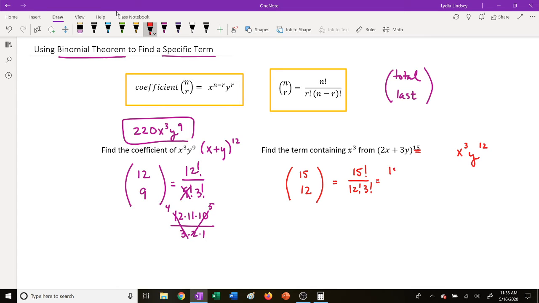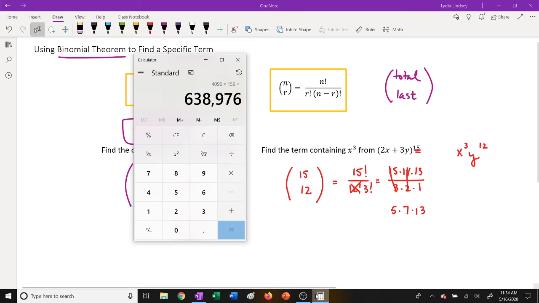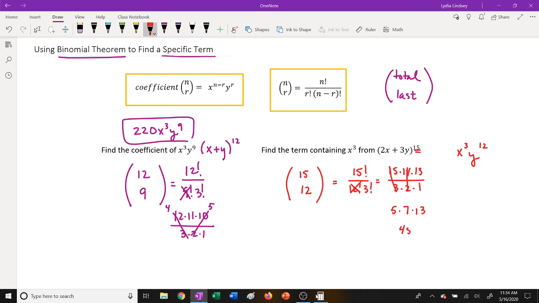So if I expand that, I'm going to have 15, 14, 13, 12. Oh, I can stop, right? I was going way too far there. I can stop at 13 because my 12 is a duplicate. And then do 3, 2, 1. Now I'm going to simplify it, just make it easier for myself. So 3 goes into 15 5 times. 2 goes into 14 7 times, 13. And I don't know it offhand, so I'll pull my calculator up. And 5 times 7 times 13 is 455.